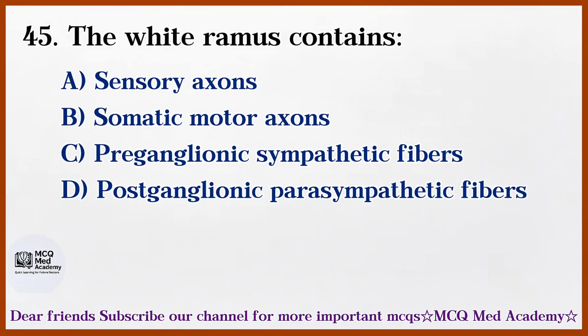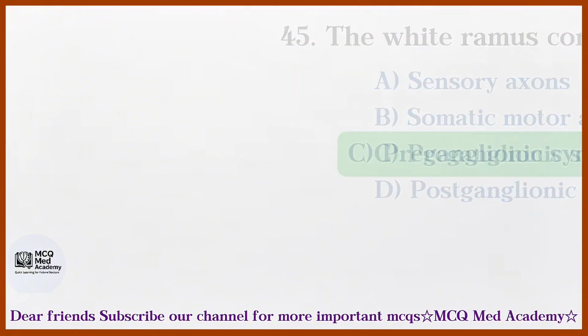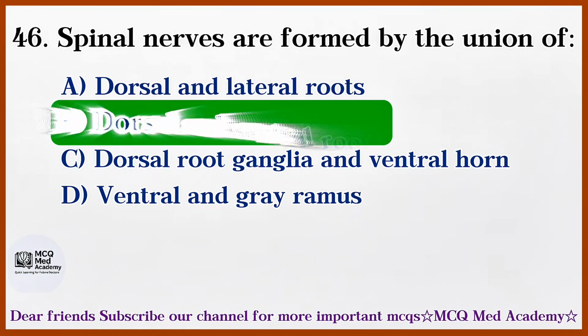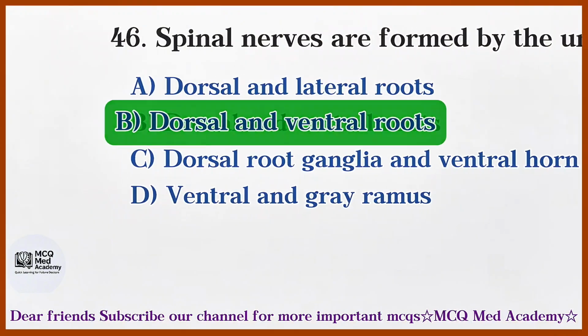45. The white ramus contains: Correct answer, C. Preganglionic sympathetic fibers. 46. Spinal nerves are formed by the union of: Correct answer, dorsal and ventral roots.